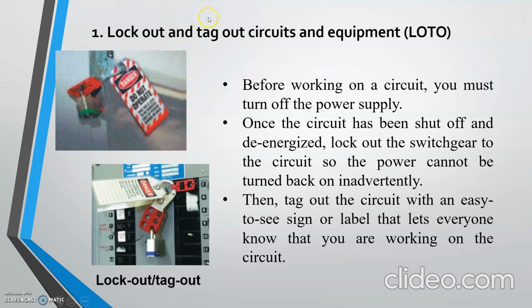For number 1, lock out and tag out circuit equipment, LOTO. It means that before working on a circuit, you must turn off the power supply. Once the circuit has been shut off and de-energized, lock out the switch gear to the circuit so the power cannot be turned back on inadvertently. And then tag out the circuit with an easy to see sign or label that lets everyone know that you are working on the circuit.